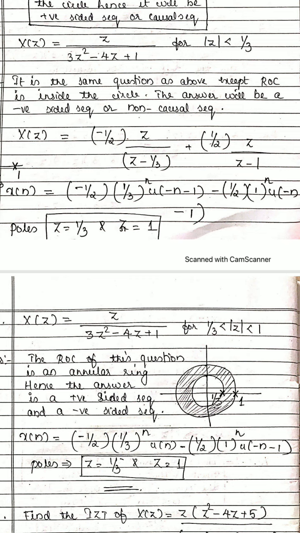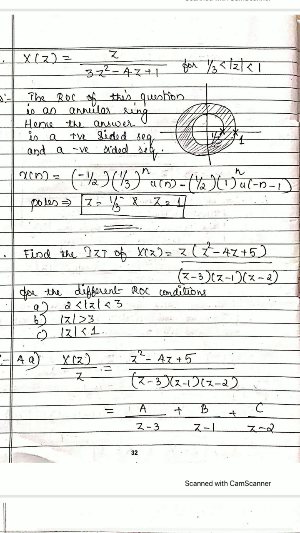This is the thing, you need to concentrate on the standard forms we have: the right-sided sequence, the left-sided sequence, right? And one more, the double-ended sequence. All those things you need to concentrate on. Based on the value of ROC, you need to judge where the ROC is located. Based on that, you need to apply the formula.